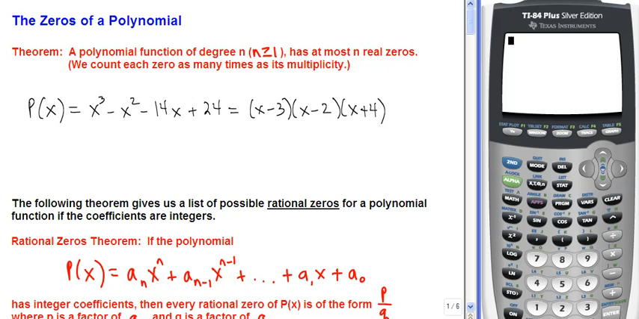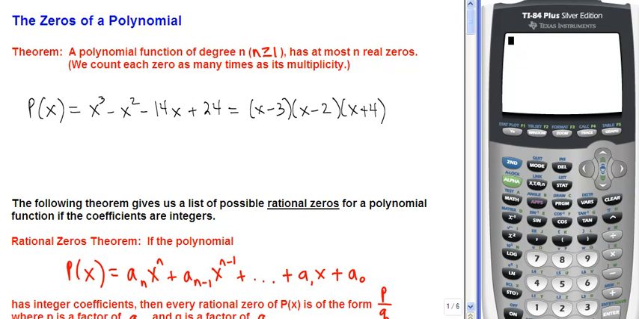So we're going to start off by using a theorem which says that a polynomial function of degree n, where n is greater than or equal to 1, has at most n real zeros. We count each zero as many times as its multiplicity. So if it repeats, we count it for as many times as it repeats.